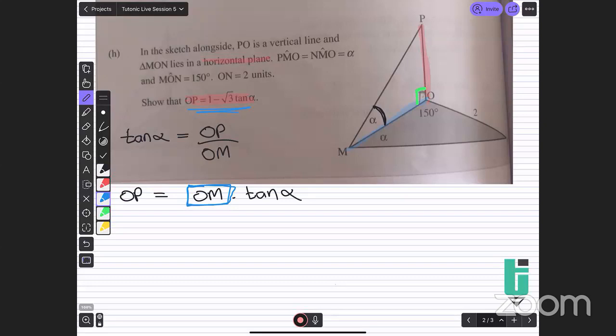Could we use the sine rule for triangle OM? Guys, I'm just going to restart the meeting because there's an issue with that same thing that always happens, but I'll just quickly restart the meeting. Just join again. Sine rule for triangle OM.